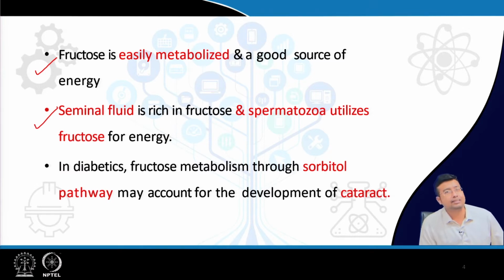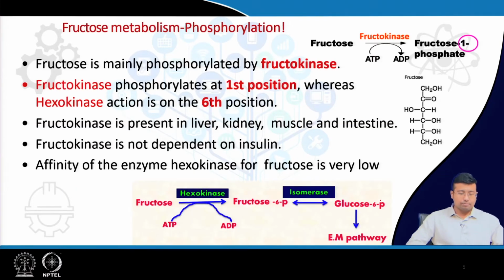Seminal fluid is rich in fructose, and sperms use fructose as a source of energy. In diabetics, fructose metabolism through the sorbitol pathway may lead to the formation of cataract. Do not worry, I will be explaining everything, just keep these things in mind.